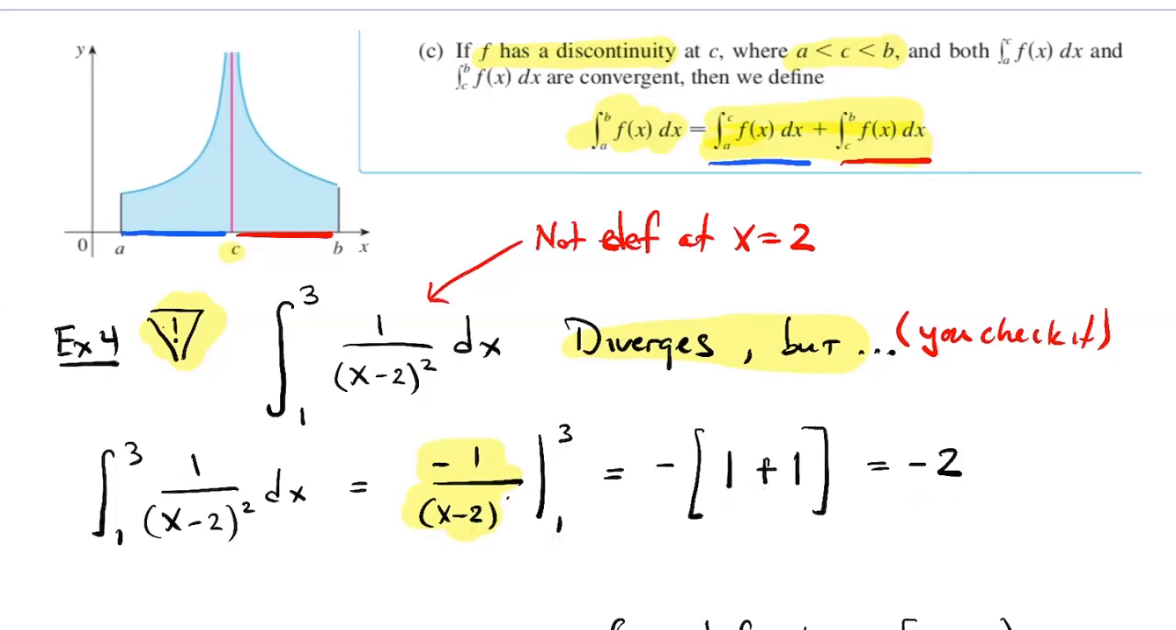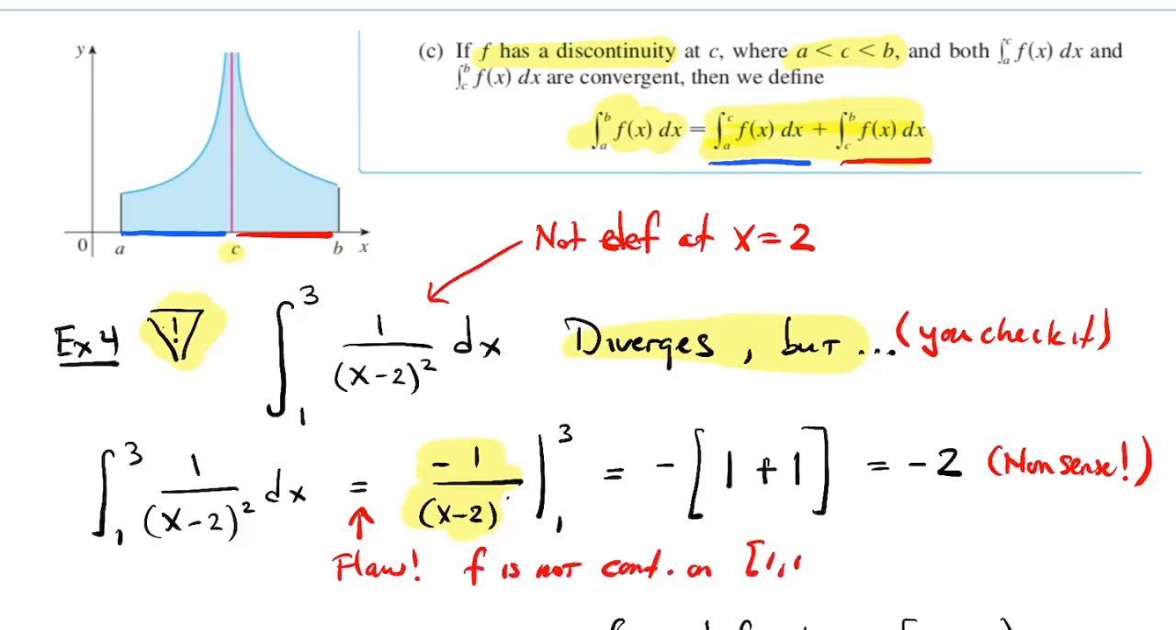But this number -2 is nonsense. So where's the flaw in my argument? It's right there. I used the fundamental theorem of calculus in circumstances that I'm not allowed to. f is not continuous on the entire interval from 1 to 3. The fundamental theorem of calculus insists that it be continuous.